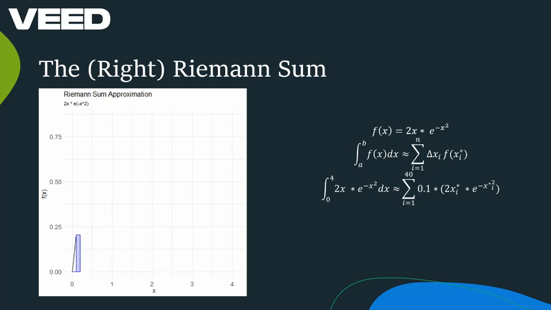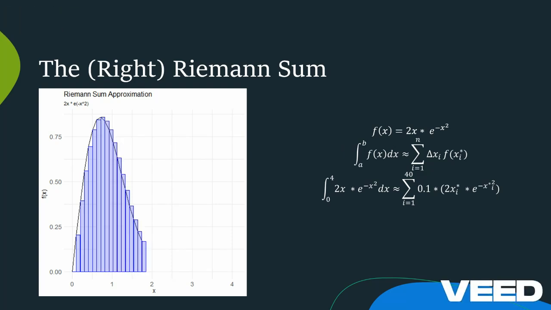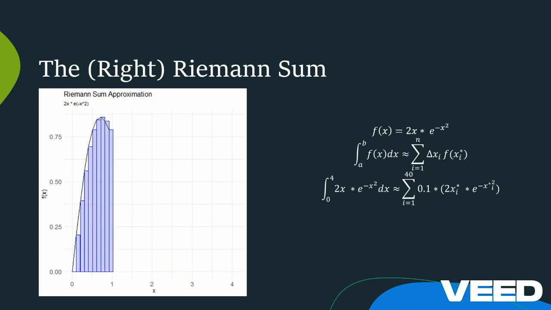This is a visual demonstration of the right Riemann sum. We can increase the number of rectangles, which decreases the width of each rectangle, to asymptotically approach the definite integral of that function.